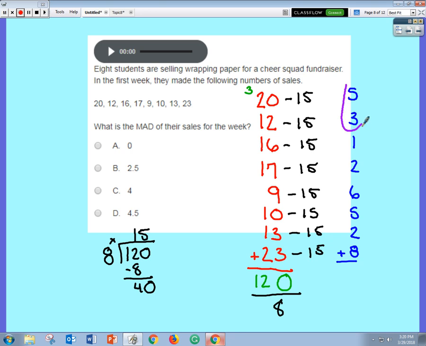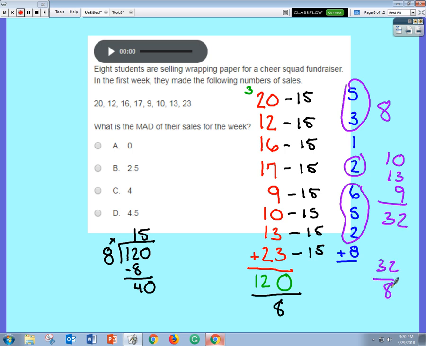5 and 3 is 8. 8 plus 2 is 10. 6, 5, 2 is 6 and 5 is 11. 11 plus 2 is 13. 8 plus 1 is 9. Look at that. I got 32. Yes. Now I see something. 32 divided by 8 will give me 4. My mean absolute deviation is 4.